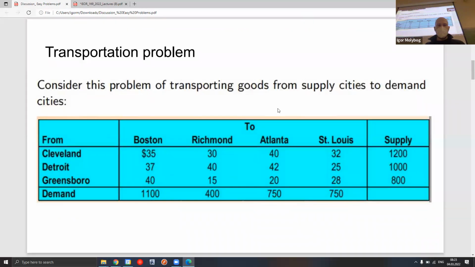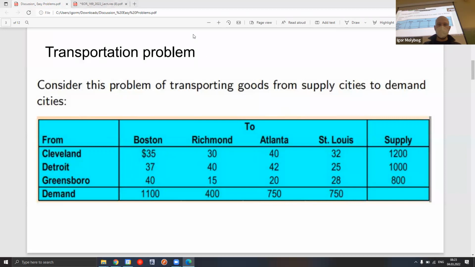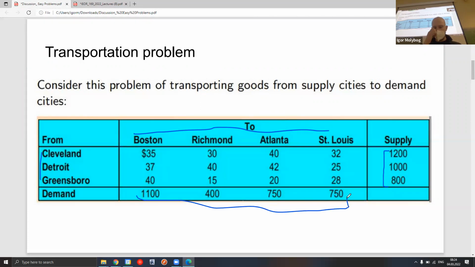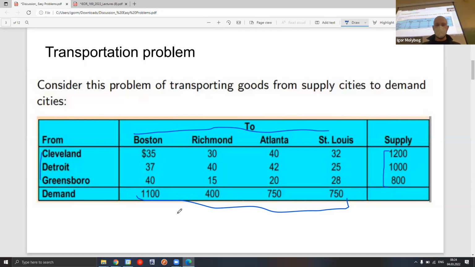Let's take a look at the example. We are transporting goods from supply cities to demand cities. We have 3 supply cities and 4 demand cities, and in each of the supply cities we have a certain amount of supply, and in each of the demand cities we have a certain amount of demand that is put right here. Obviously, the total amount of supply must be equal to the total amount of demand. Otherwise, the problem cannot be solved.